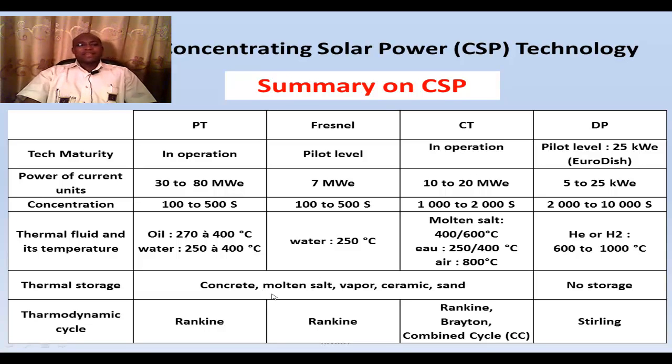We'll talk in chapter 6 about the storage, and here you have several materials that are used for thermal energy storage in these technologies, and also the thermodynamic cycle used in these technologies for each CSP is listed here. For example, for Fresnel and parabolic trough, most of the time we are using the Rankine cycle, but for central tower, we have a choice between a Rankine cycle or Brayton or combined cycle. And mainly for parabolic dish, you have the Stirling engine.